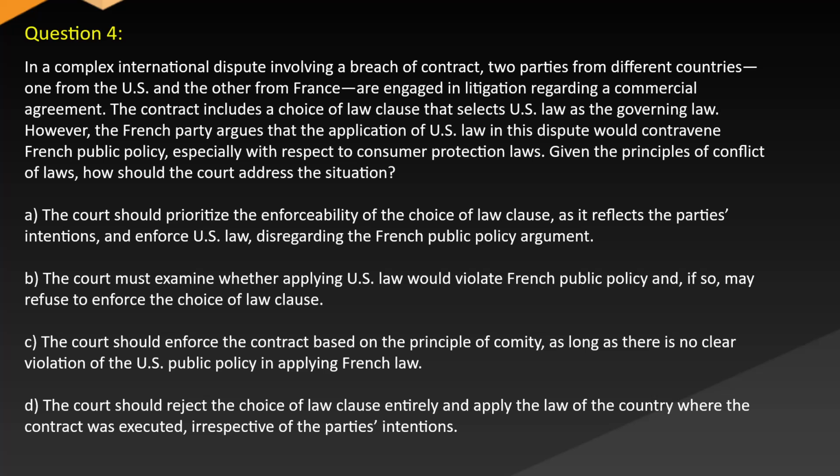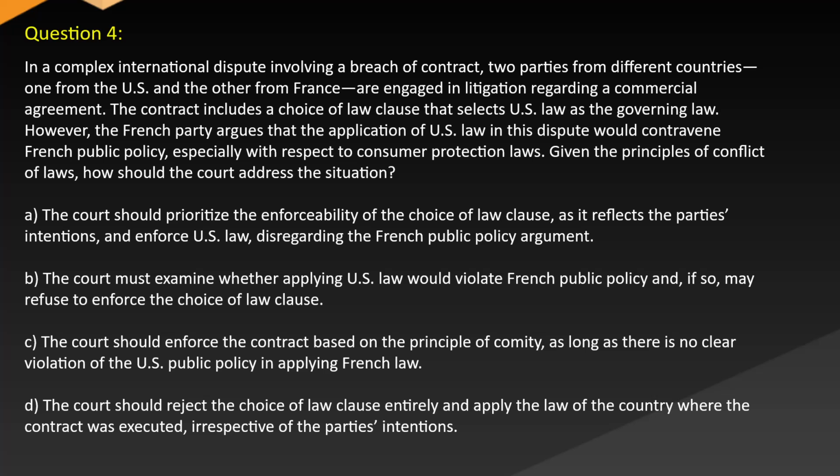Question 4. In a complex international dispute involving a breach of contract, two parties from different countries, one from the US and the other from France, are engaged in litigation regarding a commercial agreement. The contract includes a choice of law clause that selects US law as the governing law. However, the French party argues that the application of US law in this dispute would contravene French public policy, especially with respect to consumer protection laws. Given the principles of conflict of laws, how should the court address the situation?